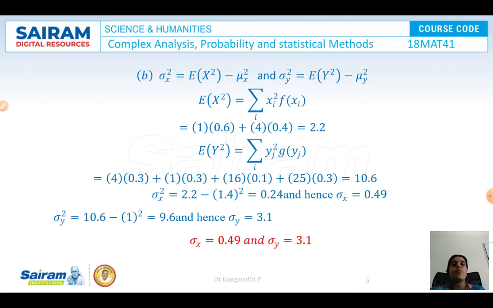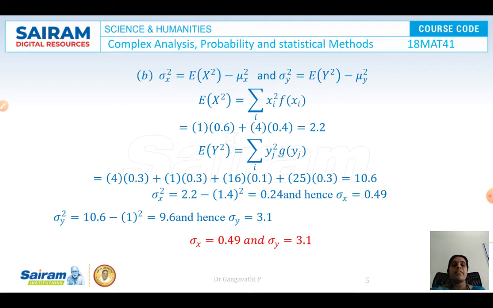So we have obtained E of x square and E of y square. We know the value of mu x and we also know the value of mu y, so we will substitute them in the formula. So sigma x square is 2.2 minus 1.4 whole square. The answer is 0.24. Similarly, we need to find the standard deviation, which is sigma x. So the square root of 0.24 gives us 0.49.